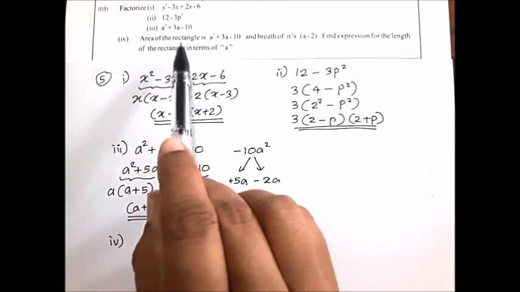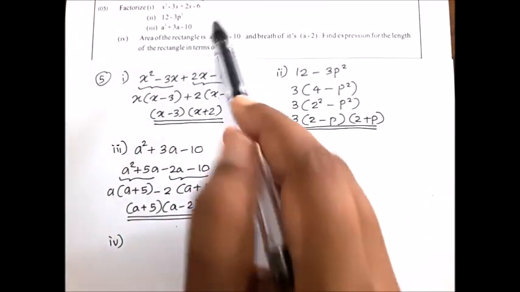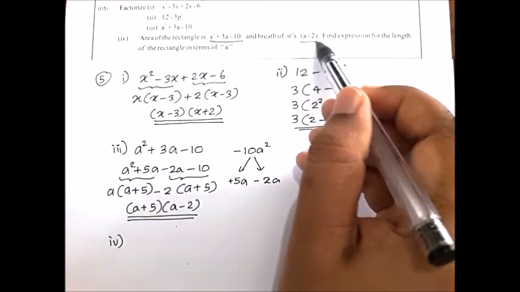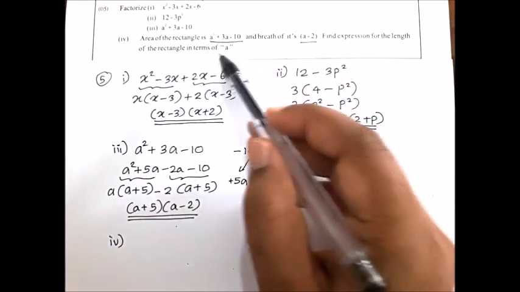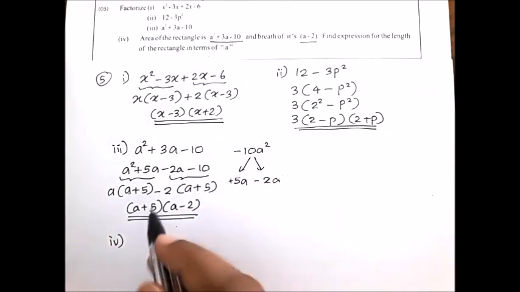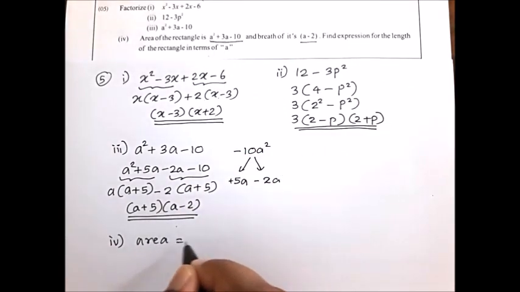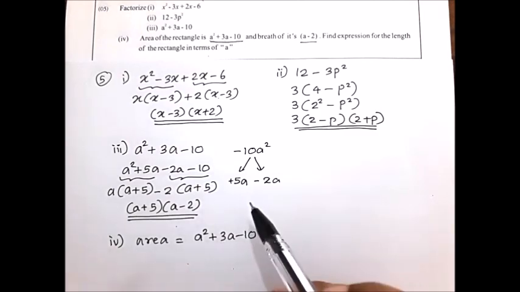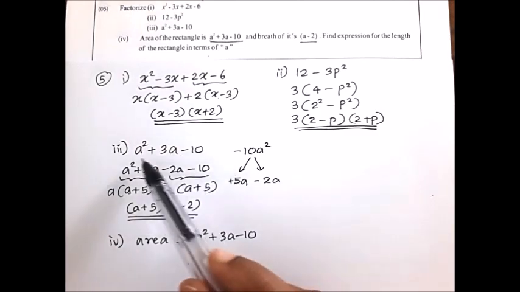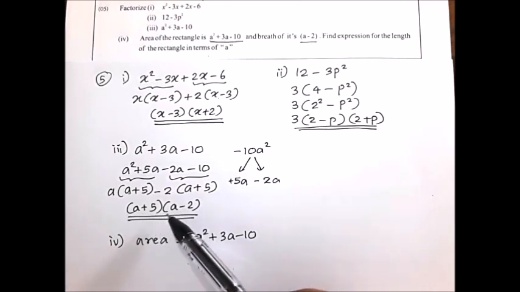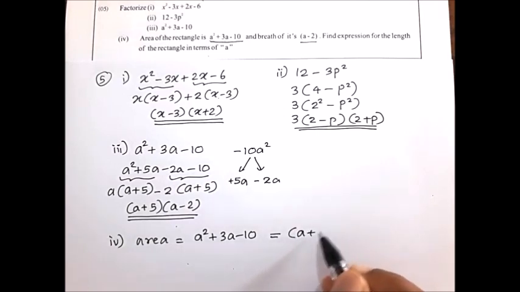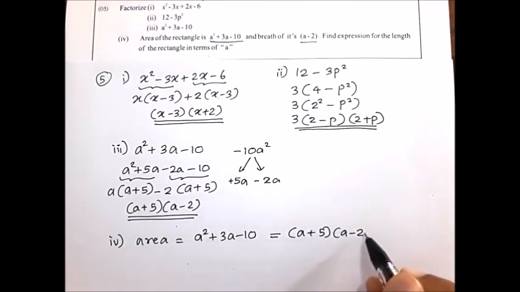Now fourth part. Area of the rectangle is a to the power 2 plus 3a minus 10, and the breadth is a minus 2. Find the expression for the length. Here in the third part, we factorized this expression. Factors are a plus 5 and a minus 2.